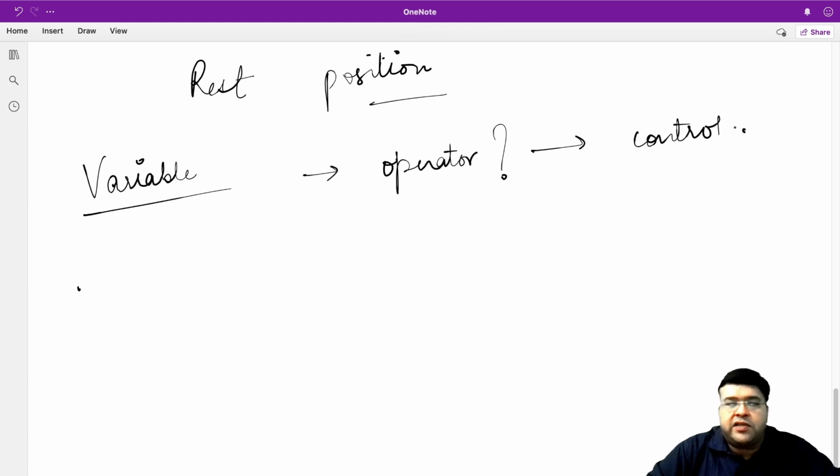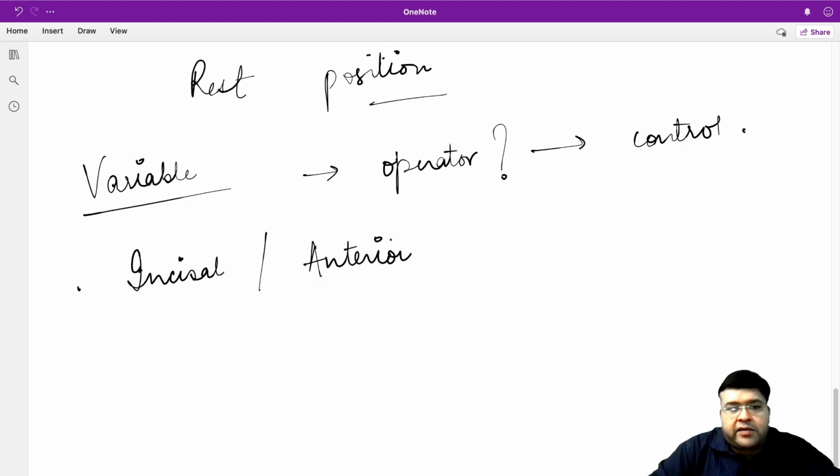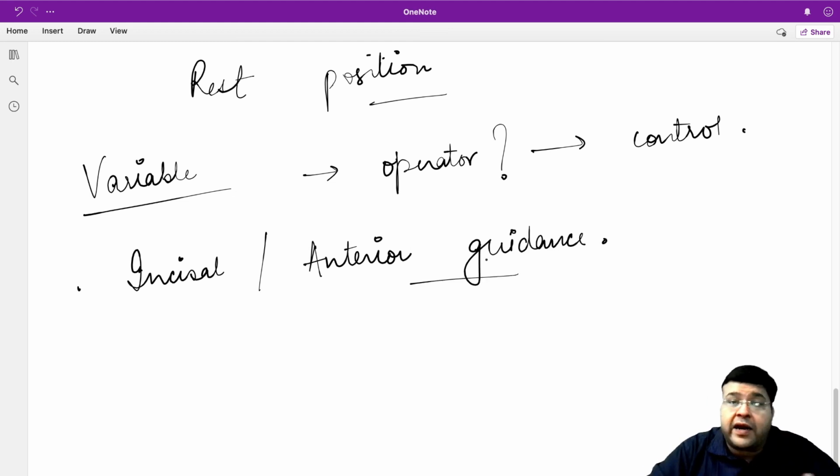We can change this. This can be altered. First of them is your incisal guidance, also known as anterior guidance. We are going to talk about this in detail, but we need to understand what incisal or anterior guidance is. It is the relative position of the maxillary and mandibular incisors. How the incisal edges meet, what is the overjet, what is the overbite, that is called incisal guidance.